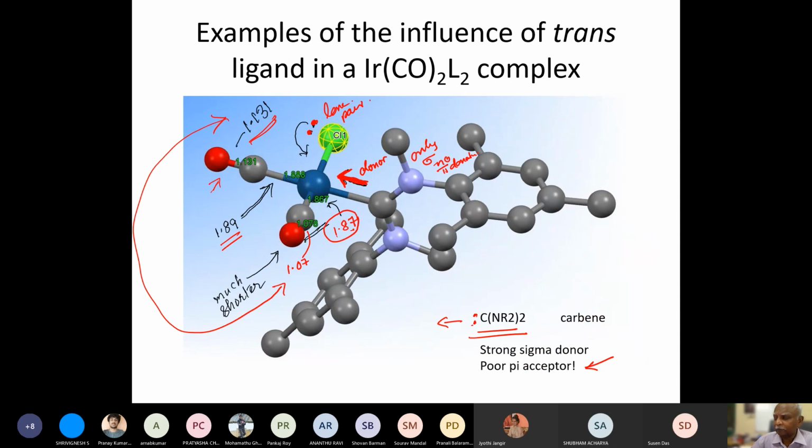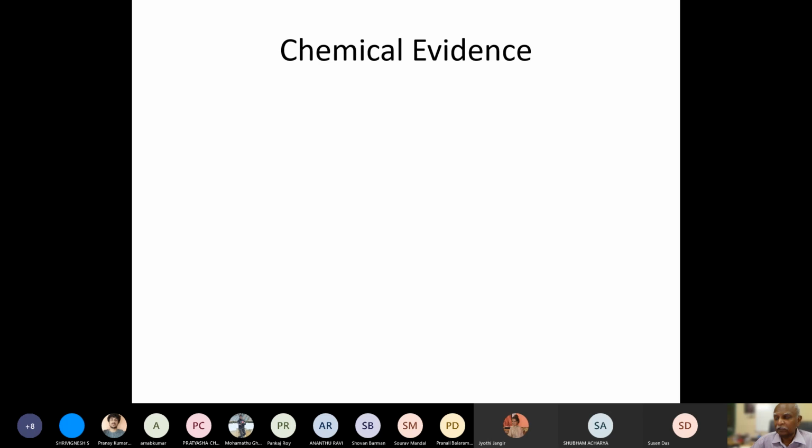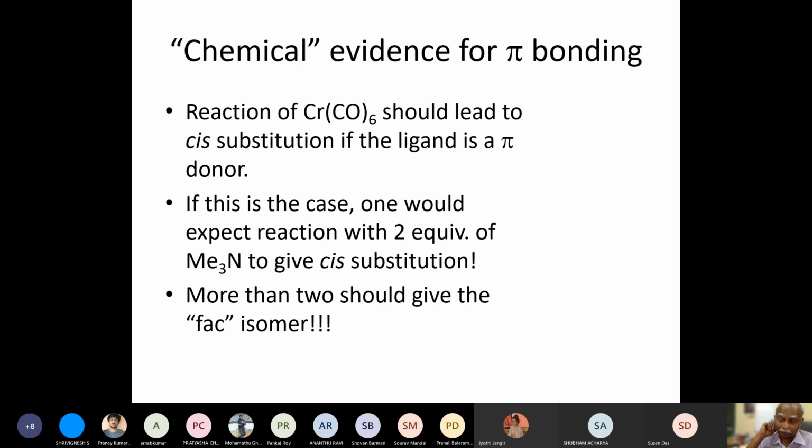Here, you have a complication from the pi effects of the, this is a poor pi acceptor. So it has a pi as well as a sigma donor ability. Whereas here there is no pi donation. When you have pi donation or pi acceptance, you have competition between the two species. Now, let me give you some more chemical evidence. The chemical evidence that we see is very significant.